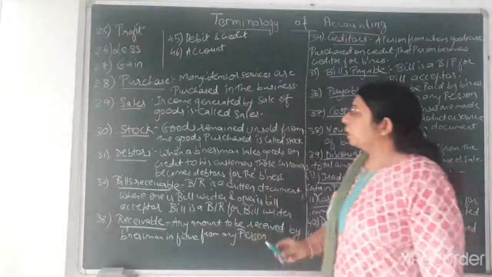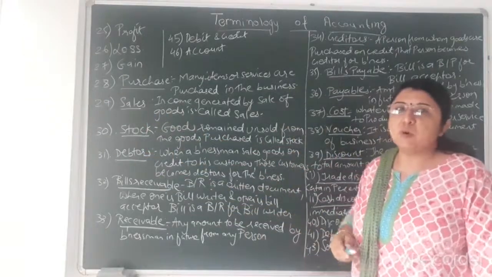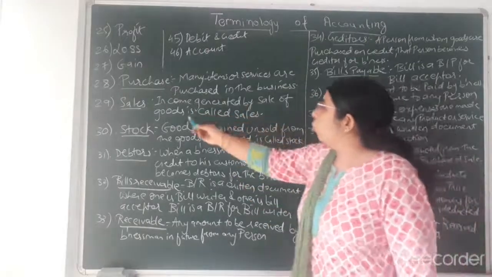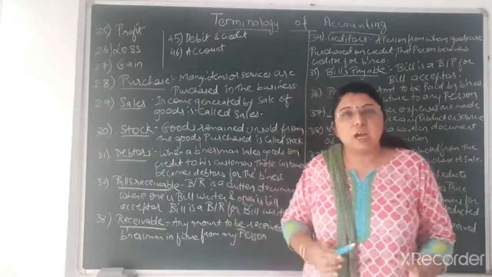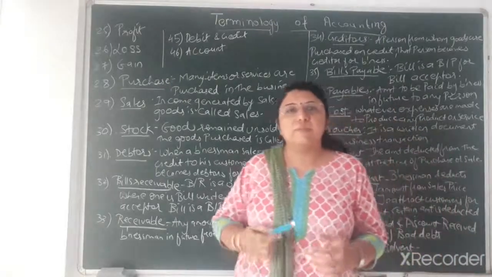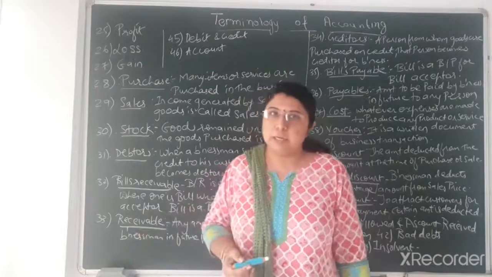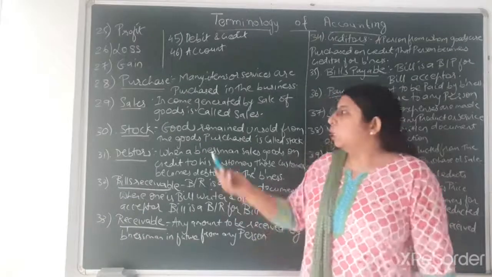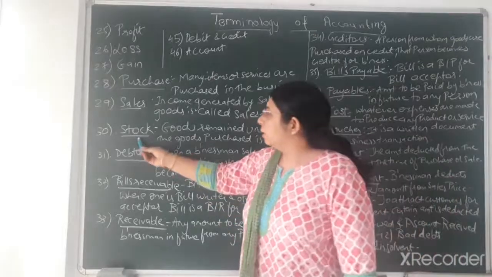Okay. Next one is sales. Just as purchase, in the same way there is the opposite, that is sales. Income generated by sale of goods is called sales. After purchasing the raw material, we are manufacturing the finished goods, and that finished goods we are selling out in the market. So income generated by selling of the finished goods is called sales. Okay. Next comes stock.